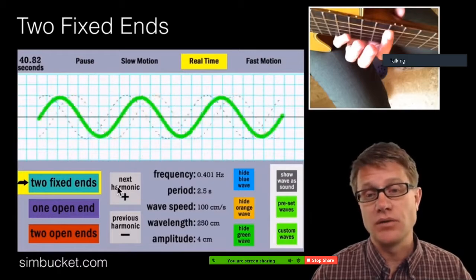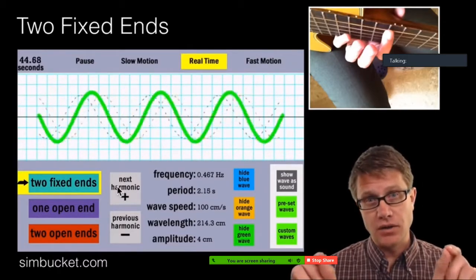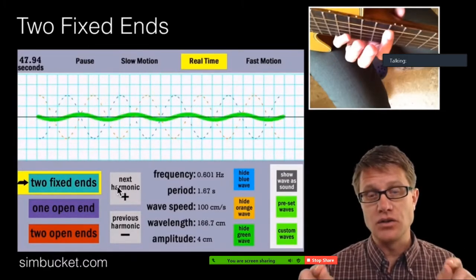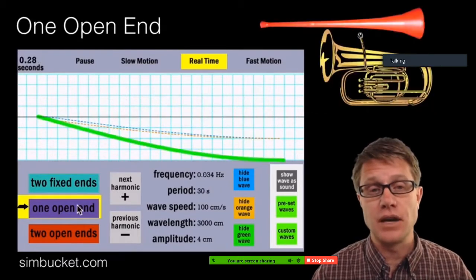Now, in all these standing waves, what makes them the same is that we have a node on either side. In other words, there's no net movement on either side of that string.